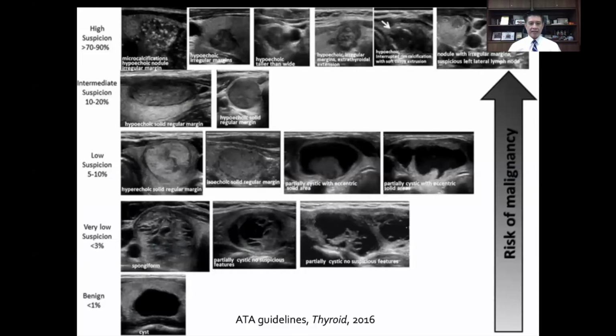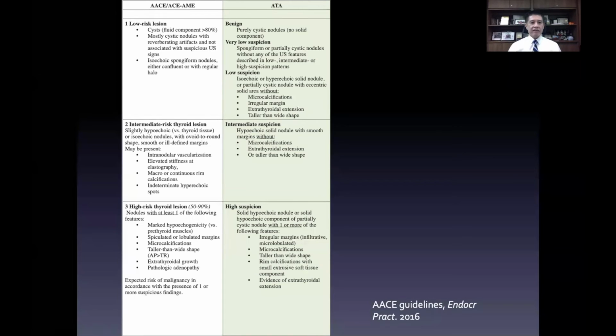This is a pictorial chart taken from the ATA guidelines and shows the risk of malignancy. The features mentioned previously are shown in the topmost category here with the highest suspicion and 70 to 90% risk of malignancy. This chance of malignancy drops to 10 to 20% in the intermediate suspicious category. This is a table that summarizes the three main categories: low risk, intermediate risk, and high risk ultrasound features in the AACE and ATA guidelines.